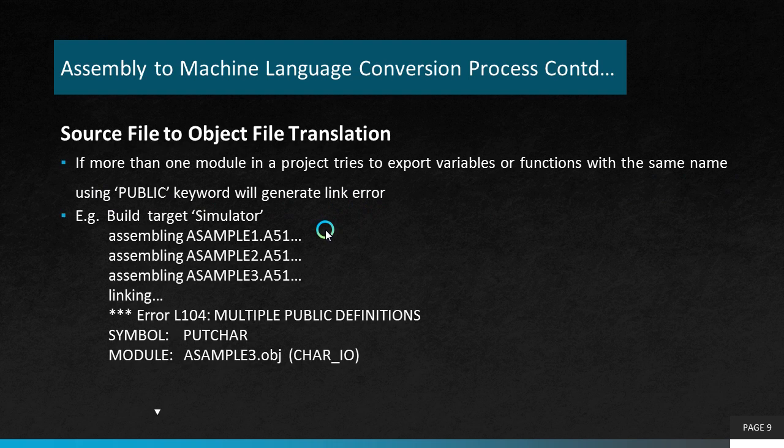Consider a simulator containing three modules, as already said. The modules assemble2.a51 and assemble3.a51 contain a function named putchar. Both of these modules try to export this function by declaring the function as public. While linking these modules, the linker identifies that two modules are exporting the function with the name putchar, which will generate an error message as multiple public definition, which is shown here.